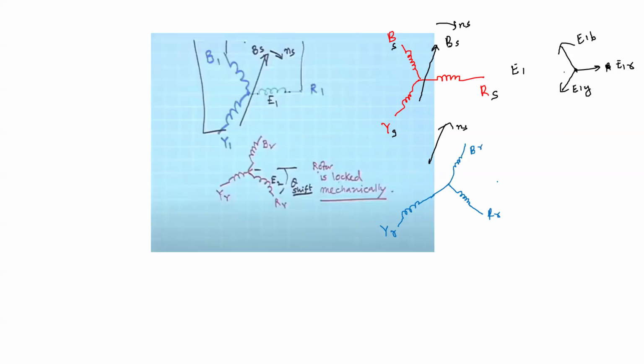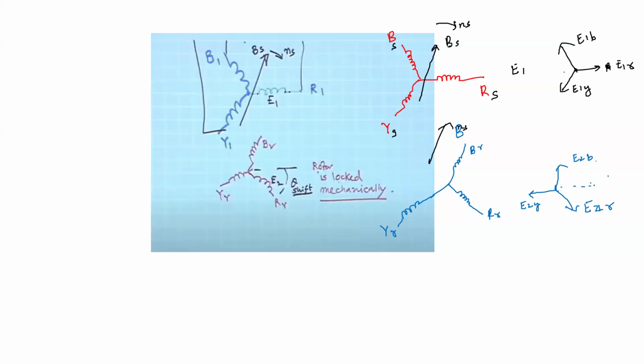So what will happen? Because this BS is also rotating over this rotor, it is also cutting the rotor, right? This flux is cutting the rotor windings. So what will happen? EMF will be induced. So how will the EMF be induced? EMF will be induced like this. So this is E2R, E2Y, E2B. So what is happening? There is a phase shift, right? Between the E2 and E1.